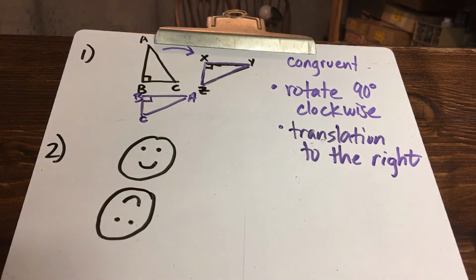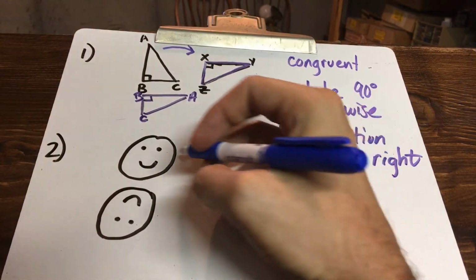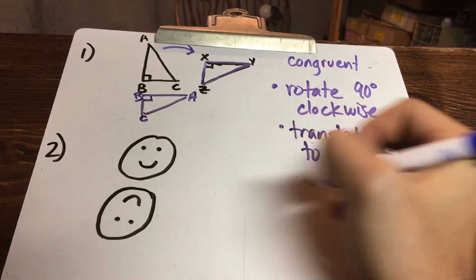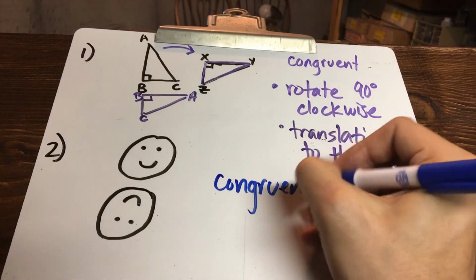My art skills are obviously not the best. Ms. Purian, I'm sure, could do this better than me. These are pretty much matching up, right? Are they the same shape? Yes. Now, are they the same size? Okay, I'm not the world's greatest artist, but act like they are, right? So yeah, these are congruent.